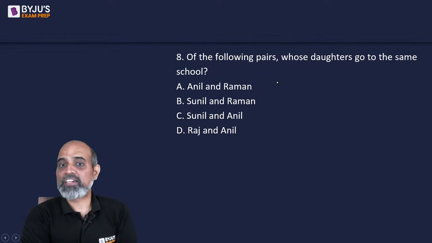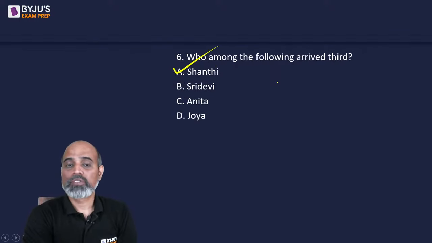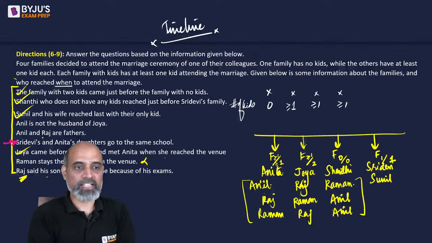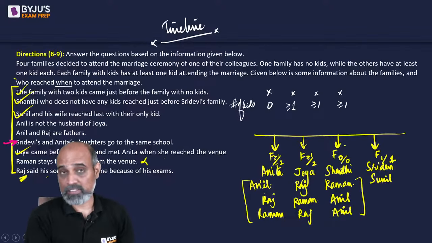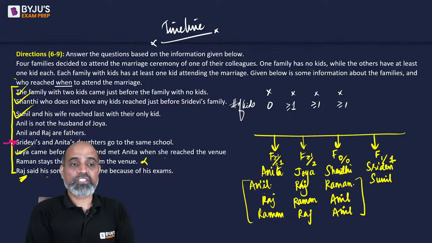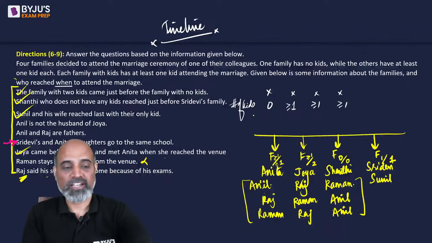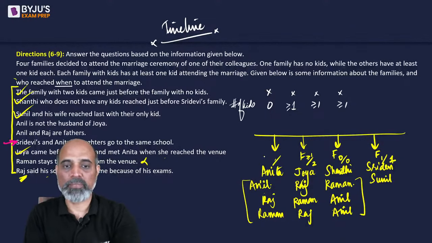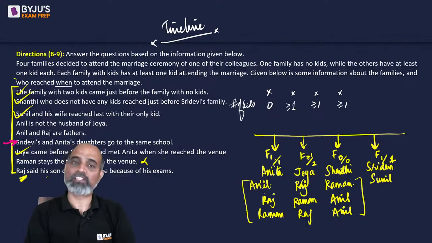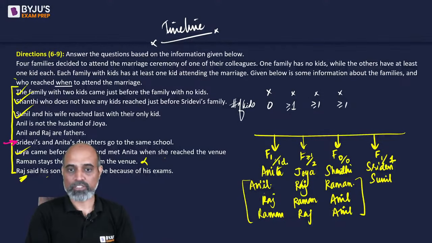Next, of the following pairs, whose daughters go to the same school? Same school किसके जाते हैं? So, it said Sridevi and Anita, right? So, Sridevi and Anita, that means Sunil and Anil, Sunil and Raman, and Anil and Raman. Since we have all the options, that means that statement said something else, what we understood. So, Sridevi has one child. So, I will leave it, instead of greater than equal to 1, I'll make it as 1. So, one child came and one child they have, and that person is a daughter.